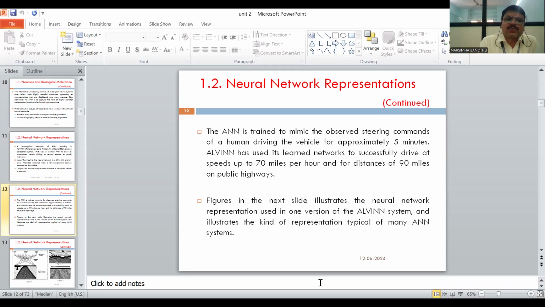ALVINN has used its learning network to successfully drive at speeds up to 70 miles per hour and for distances of 90 miles on public highways, right? So, one more thing we can observe here. In the next slides, it shows the network, using one version of the system, and illustrates the kind of representation we can observe.